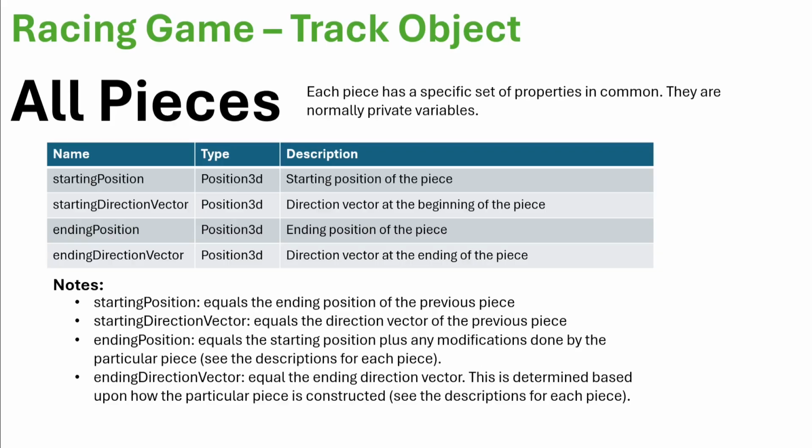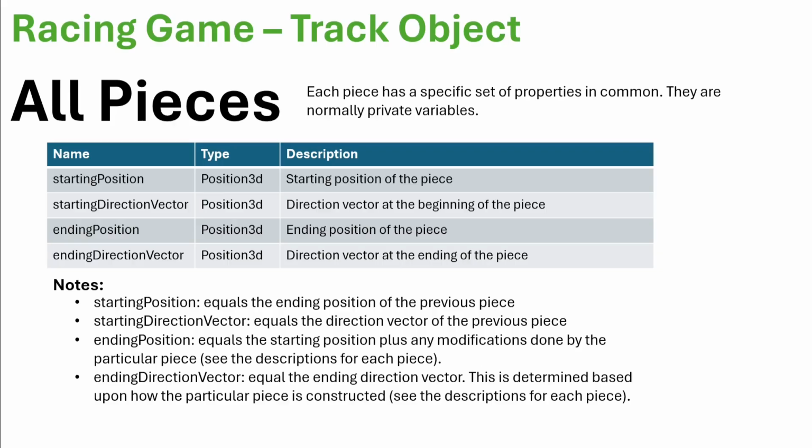So that's going to be a very important concept to understand here: there's almost never going to be a starting position or a starting direction vector, with one exception: the very first piece in the puzzle. We'll get to that shortly, but the very first piece will always have a starting position and a starting direction vector, because it's got to start from somewhere. Otherwise, all the other pieces will derive theirs from the ending position and ending direction vector.